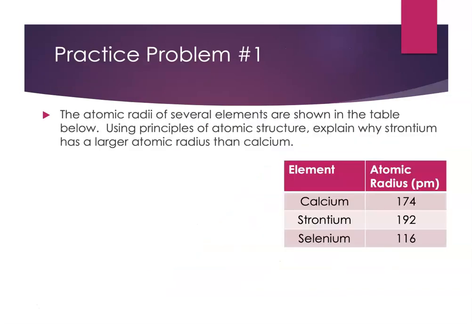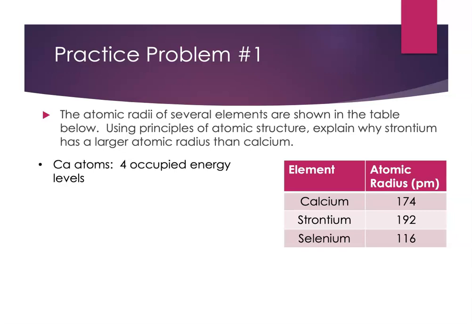So let's do a practice problem. The atomic radii of several elements are shown in the table below. Using principles of atomic structure, explain why strontium has a larger atomic radius than calcium. Now, I'm actually giving you the trend here. I'm giving you the data and showing you atomic radius measurements. Why do they occur? Notice that the question talks about principles of atomic structure. I need to do more than just state the trend here, which I've given you, but I also have to relate it to what atoms are made out of.